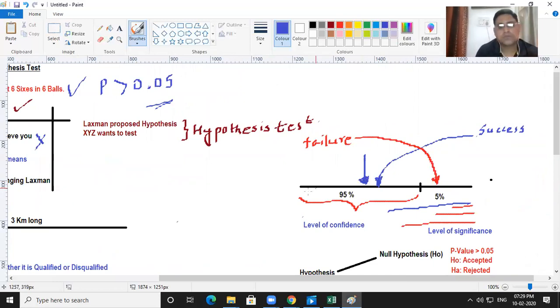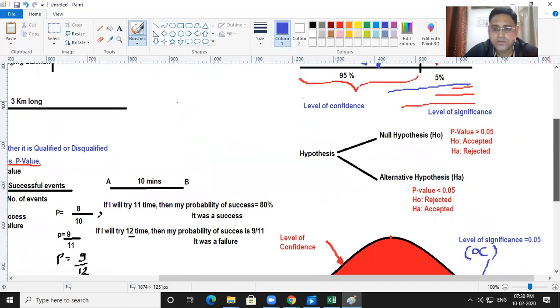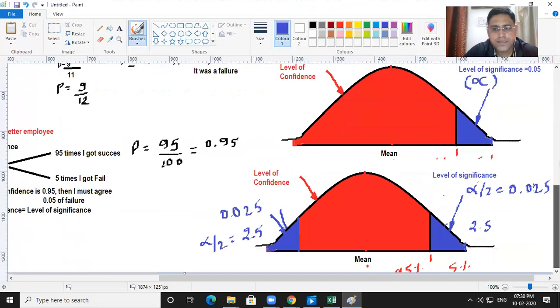So I hope you got it. What is a hypothesis? What is a hypothesis test? What is a scale? What is a parameter? And what is the p-value? The level of confidence, the level of significance, what is the null hypothesis, what is the alternative hypothesis, and when we have to accept and when we have to reject the null hypothesis, both the cases. The parameter is our p-value in that case, and this is our single tail test, and this is our double tail test.